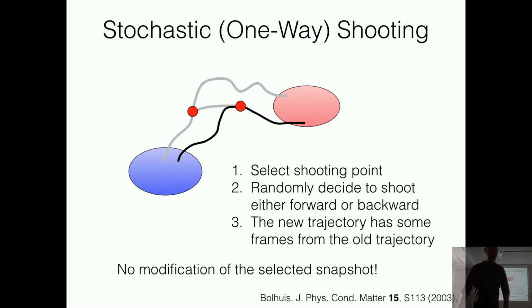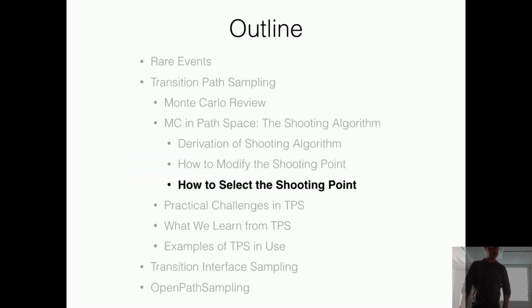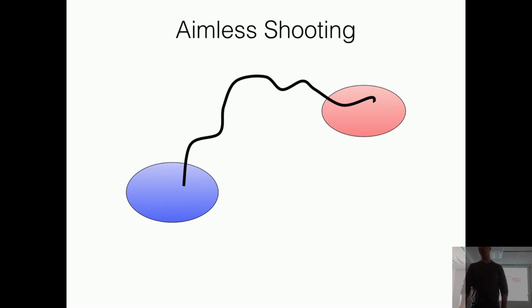All right. The idea, though, back to one-way shooting, is that there's no modification in the selected snapshot. That means we don't have to worry about how big to make our modification. That's a nice advantage. Now, how to select the shooting point. There are a bunch of ways of doing that. What I showed you already is what we call uniform shooting point selection, where you just give them all the same probability.